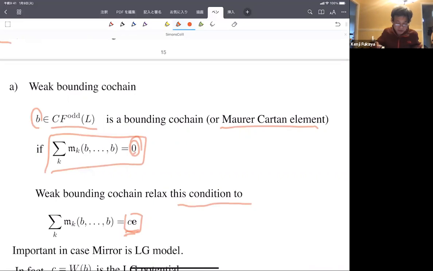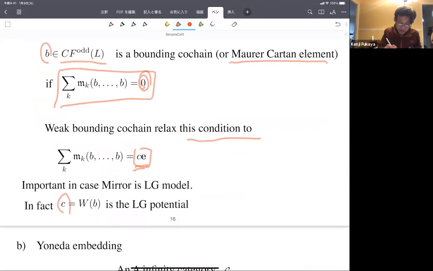One is that this has more chance to have a well-defined Floer homology. But in mirror symmetry, this is very important because this number c is actually the Landau-Ginzburg potential. So in the case your mirror is not a manifold but is a Landau-Ginzburg model, then you need to use this weak bounding cochain, not the bounding cochain. So typically this is the case of a toric manifold, but in many other cases you need this weak bounding cochain. So we have to do this weaker Maurer-Cartan. And you know this unit e is here. So you need the unit to do this weak Maurer-Cartan model. So this is the first thing.